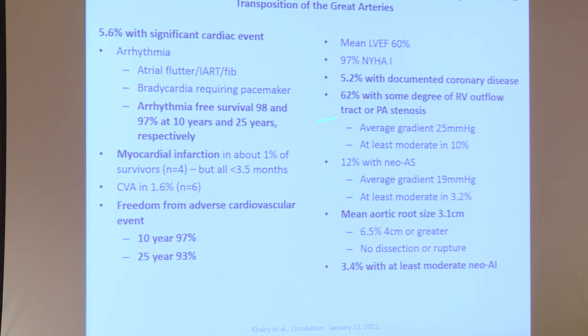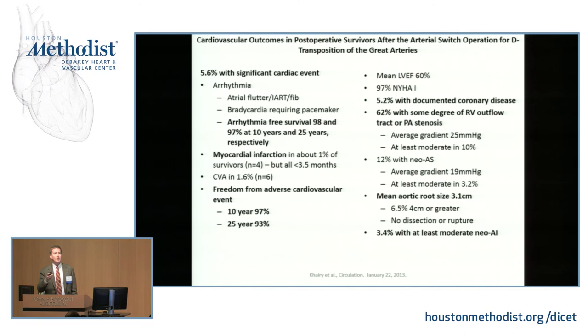But here, 60% with at least some degree of RV outflow or pulmonary artery problems, and that's really where we often have to intervene on these patients. The neo-aortic valve, you know, it used to be the pulmonary valve, but you did the switch, now its function is an aortic valve. That root is prone to getting enlarged over time and occasionally can result in progressive aortic insufficiency that needs to be cared for as well.